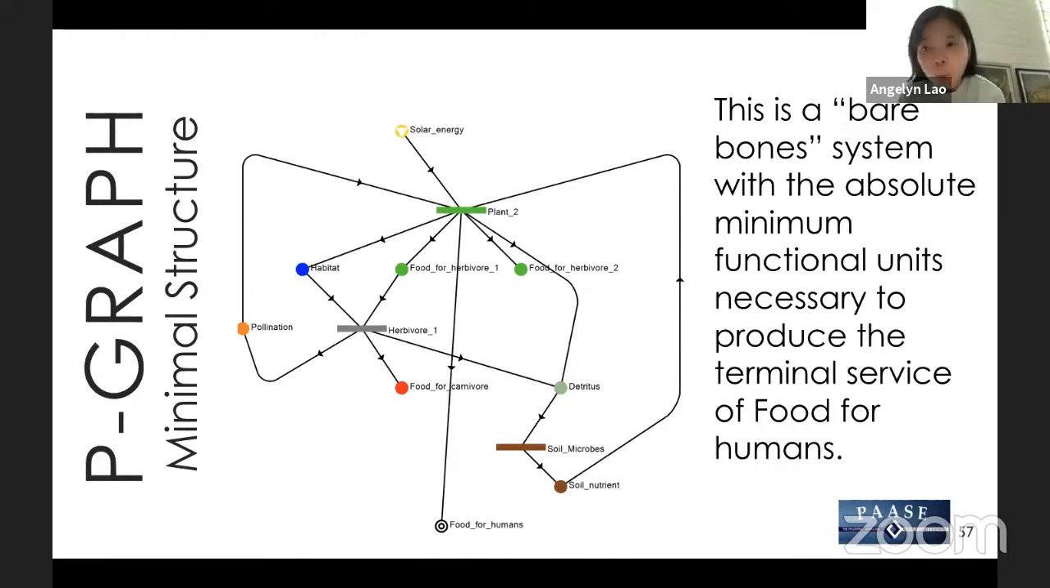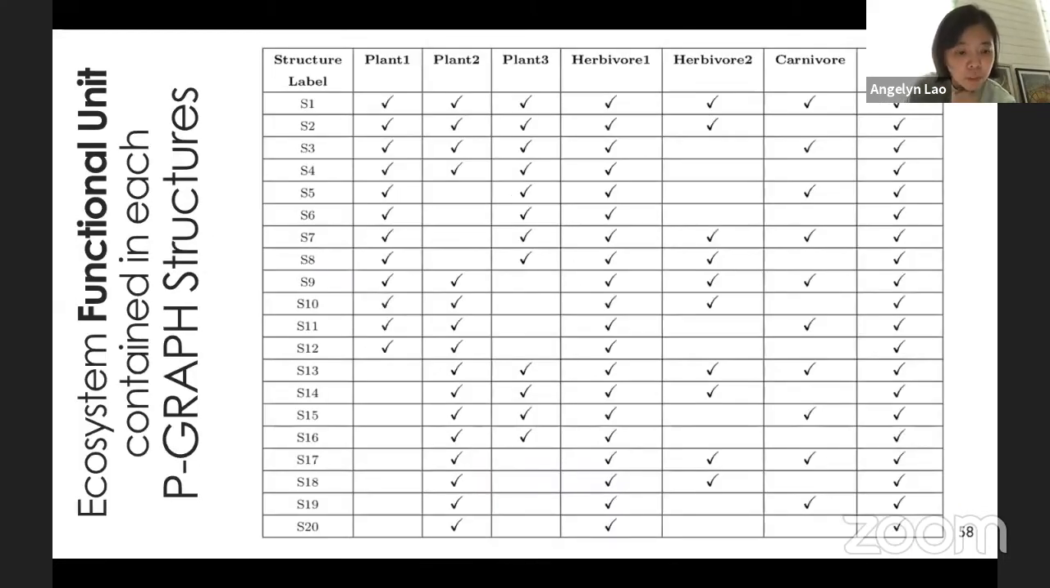So this is a bare bone system with the absolute minimum functional units that is necessary to produce the terminal service, which is food for humans. So this can also be summarized in table format, where the check marks pertain to the presence of the given functional units. So one may observe, interestingly, that for this particular ecosystem, carnivore is not essential in the sense that the rest of the ecosystem is capable of producing the terminal service, which is food for humans, without carnivore.